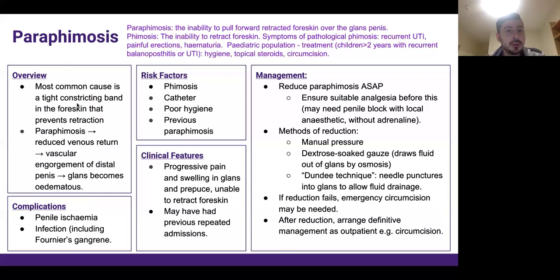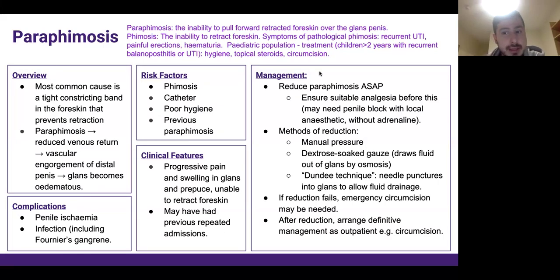paraphimosis, you have a tight constricting band in the foreskin that prevents replacement. So you have reduced venous return, engorgement of the distal penis, and the glans becomes edematous. So this can result in ischemia and infection. And because of the progressing ischemia and edema, you'll notice progressive pain and swelling in the glans. So the management is to get urology there ASAP to reduce the paraphimosis.